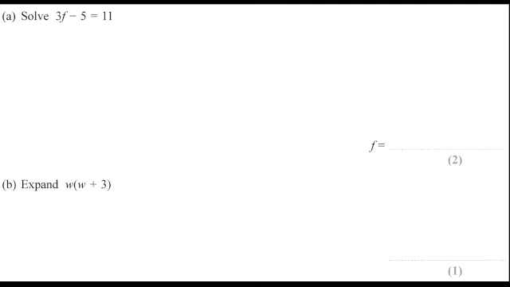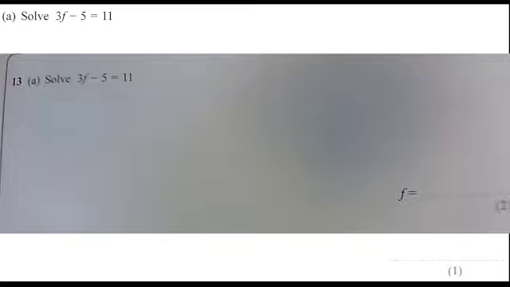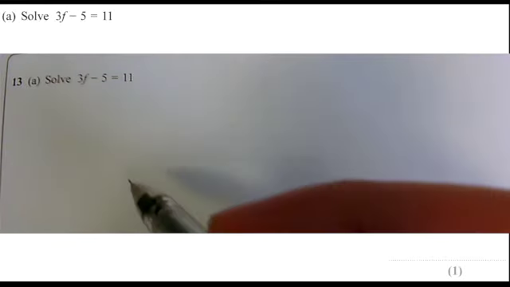So we've got to solve a few equations here and a bit of factorization at the end. I'm going to record this in two different parts of this revision module. Okay, so solving 3f minus 5 equals 11.